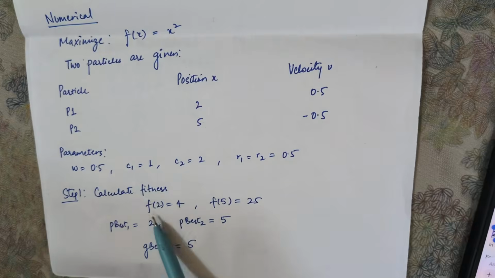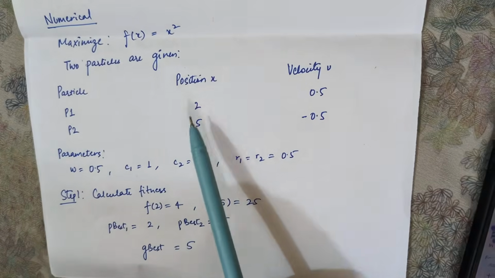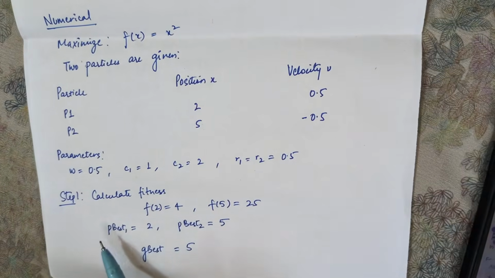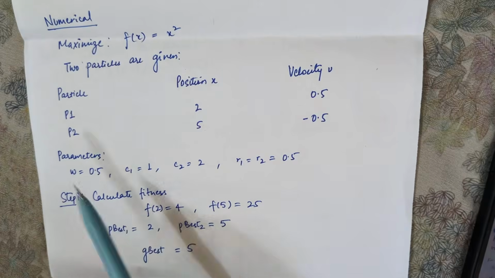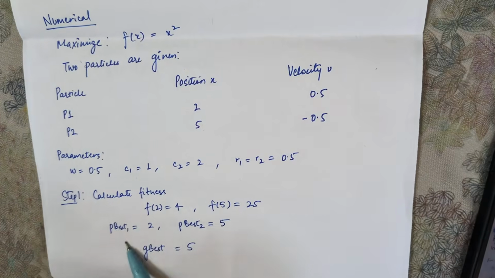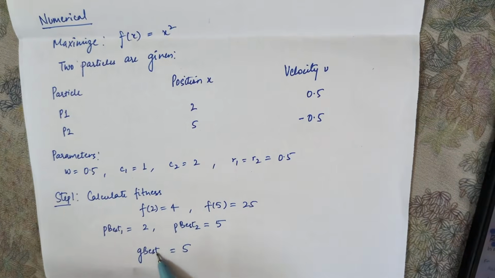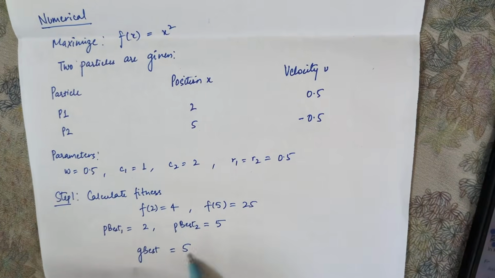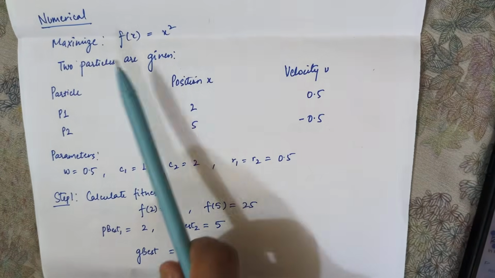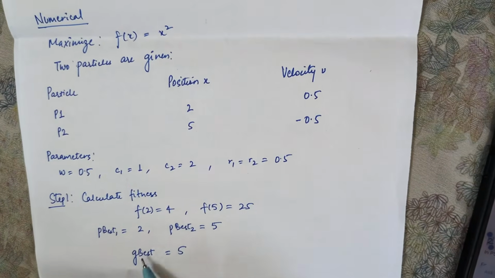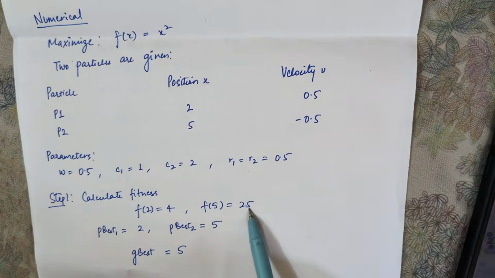The personal best of p1 is the initial position. The initial position of p1 is 2, and the initial position of p2 is 5. So personal best 1 is 2, personal best 2 is 5, and the global best we'll see is 5. Why? Because f(5) equals 25, and we have to maximize the function, right? Therefore the global best will be 5, since 25 is greater than 4.